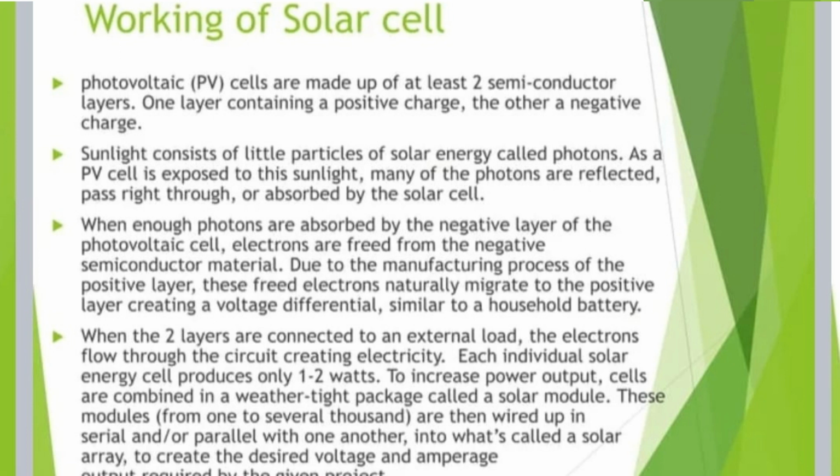When enough photons are absorbed by the negative layer of the photovoltaic cell, electrons are freed from the negative semiconductor material, which then move to the second layer, which is connected to an external load. The electrons flowing through the circuit basically create electricity. Each individual solar cell produces only 1 to 2 watts. To increase the power output, cells are combined in a weather-tight package called a solar module. These modules, from 1 to several thousand, are then wired up in series or parallel with one another into what's called a solar array, which is used to create the desired voltage and amperage.